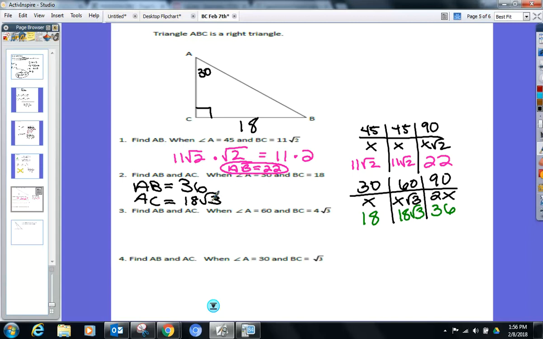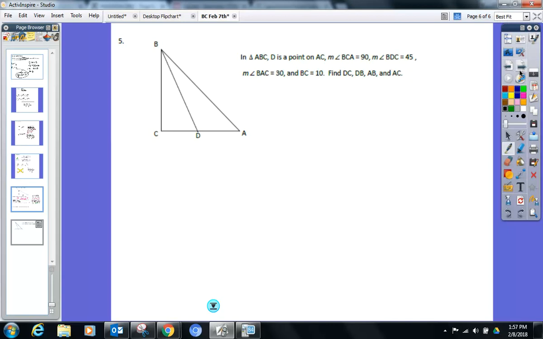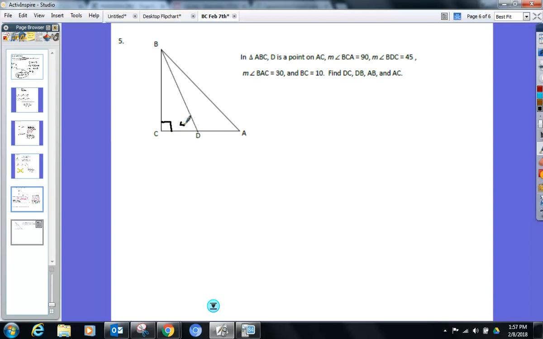You can do 3 and 4 on your own. I want to get to 5, though, with that double triangle. These make kids go insane. There's some angle measurements, I believe, you got to fill in first. Angle BCA is 90. BDC is 45. And BAC is 30. And BC is 10.